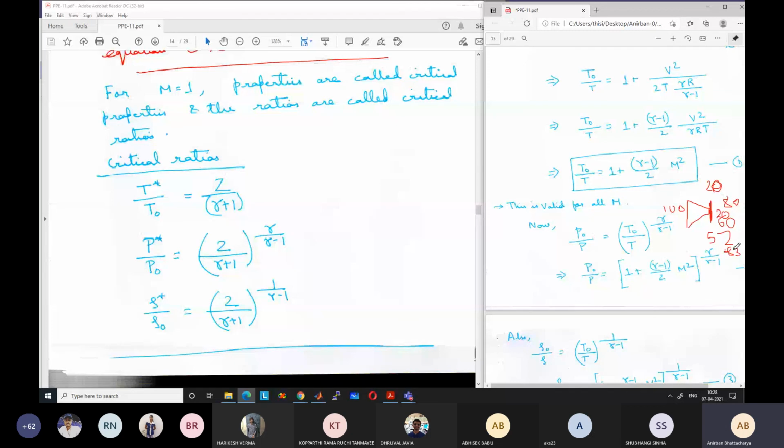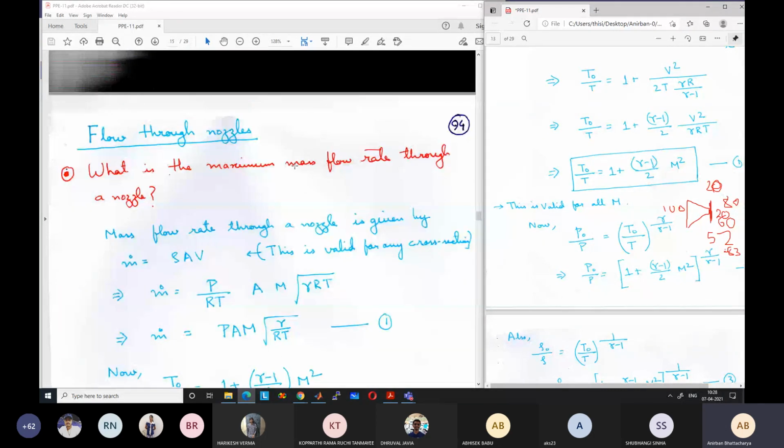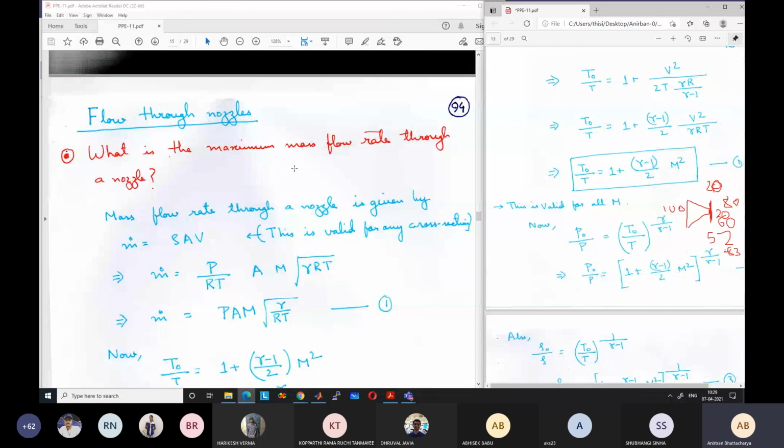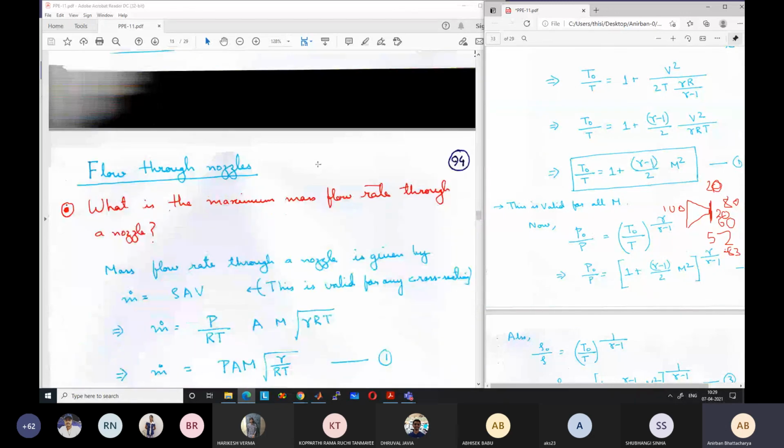Similarly, critical temperature also you can obtain. What is the value? Some 0.8 something, I don't remember right now. And critical density as well. Then I am going to stop here today, because we need to continue this part for some time. We'll do it in the next class.